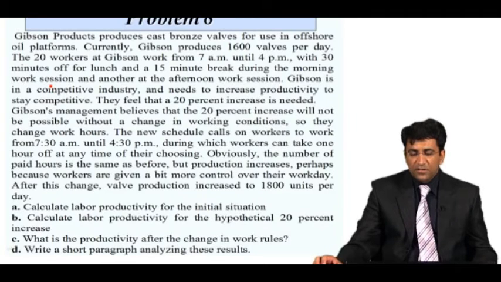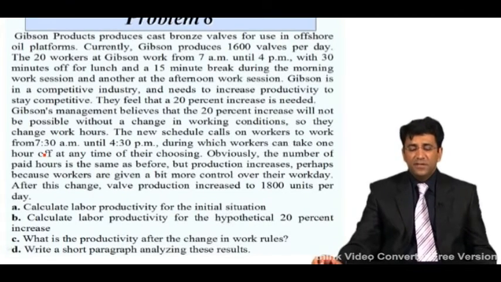So they change work hours. The new schedule calls on workers to work from 7:30 a.m. until 4:30 p.m. during which workers can take 1 hour off at any time of their choosing. Obviously, the number of paid hours is the same as before, but the production increases, perhaps because the workers are given a bit more control over their workday. After this change, valve production increased to 1800 units per day.